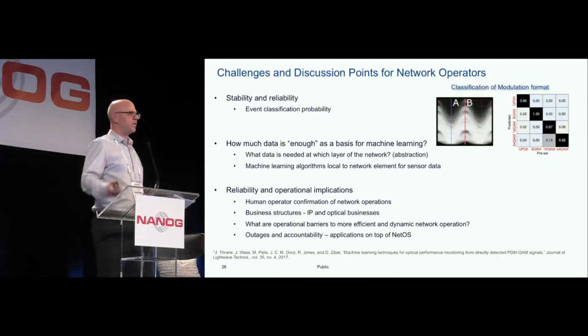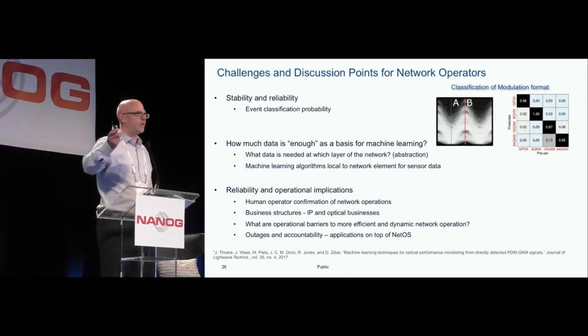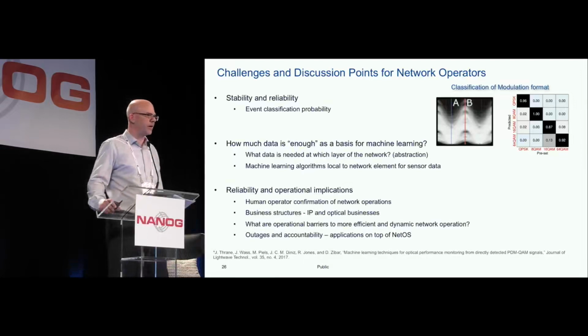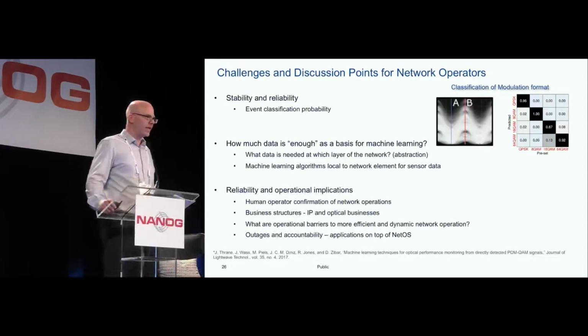Some of your machine learning algorithms could be running locally on the network element, like the sensor data, the OSNR, and the polarization sensing, whereas other algorithms would run on top of your network OS, more network-wide, like rerouting or optimization algorithms. And so where do you need to bring the data in, and where does it need to be presented? And then, of course, there's reliability and operational implications to having this kind of dynamism in the network.